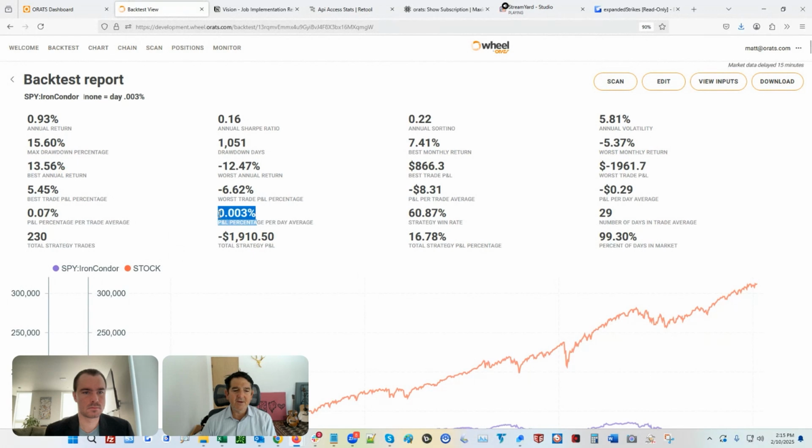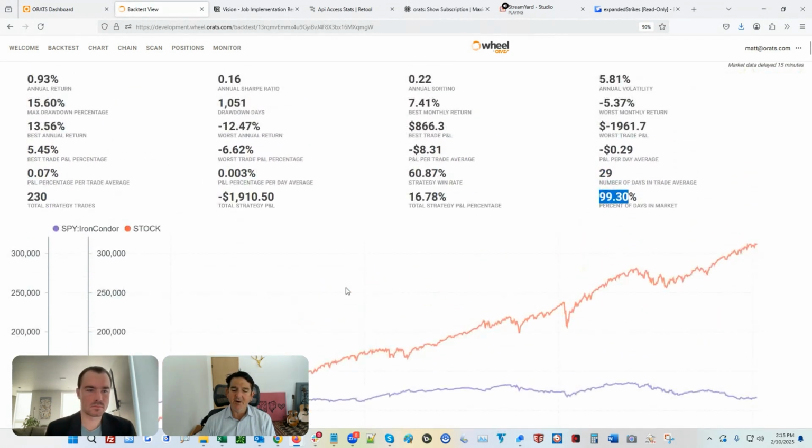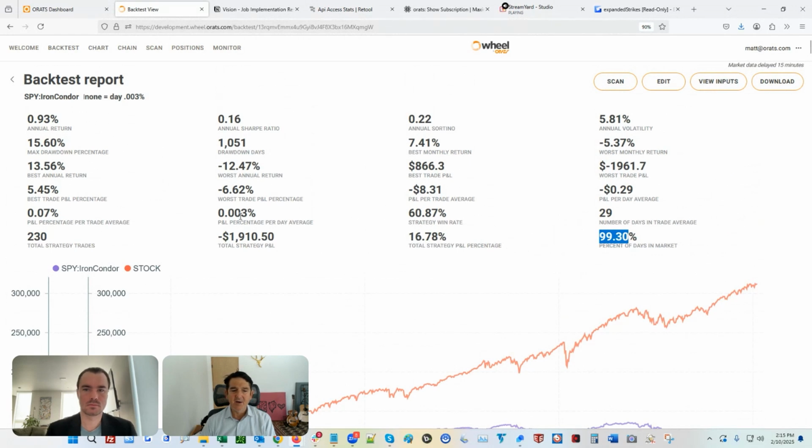What I like to look at is our P&L percentage per day, because we're going to be comparing, and this is in the market 99% of the time. Since it makes money generally, something that's not in the market as much is not going to look as good. But you want to look at, when your capital is at work, how much it's making. So let's just remember this. This is our baseline iron condor. It's just in the market all the time.